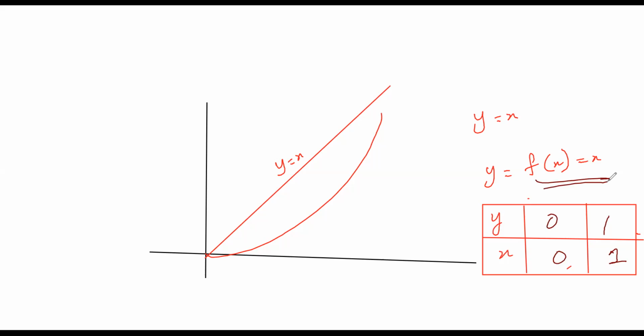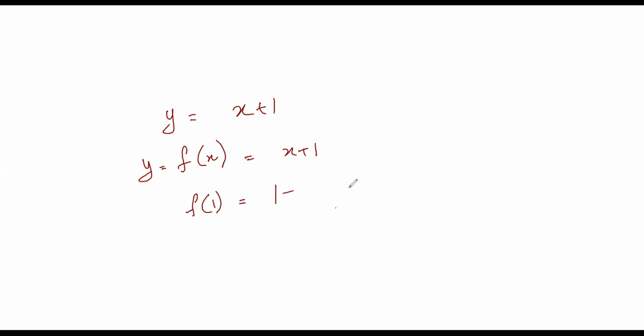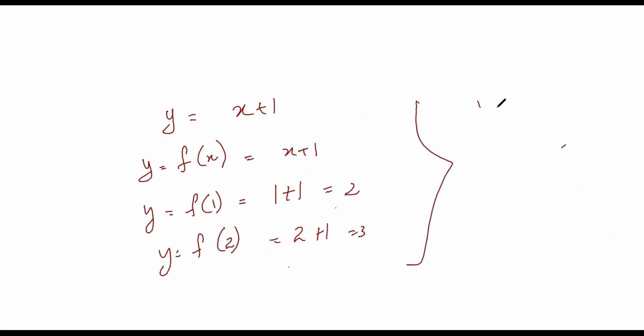Correct? So suppose I'm giving a question like y is equal to x plus 1. Y is a function of x, f of x, equal to x plus 1. So what is my f of 1 value? Instead of x, I am putting 1, so 1 plus 1 is 2. F of 2 value is 2 plus 1, 3. So here the value of y is dependent on x.